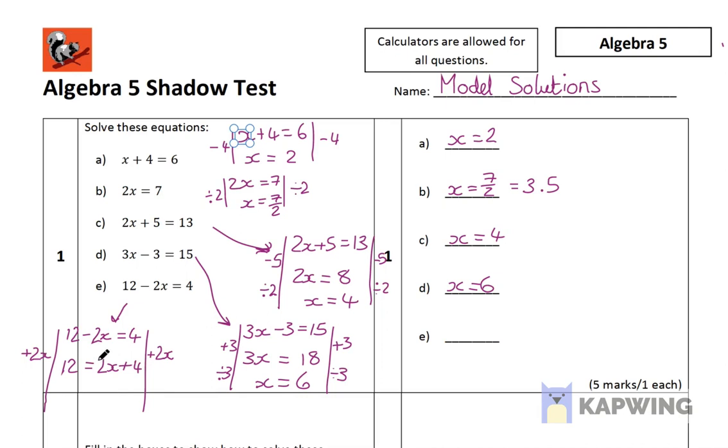Now I've made my 2x's positive. Okay, now I'd go about it like any other, get rid of the 4 next by minusing 4. So that gives me 8 on the left equals 2x on the right, and then divide by 2, giving me 4 on the left equal to my 1x. So x is 4.